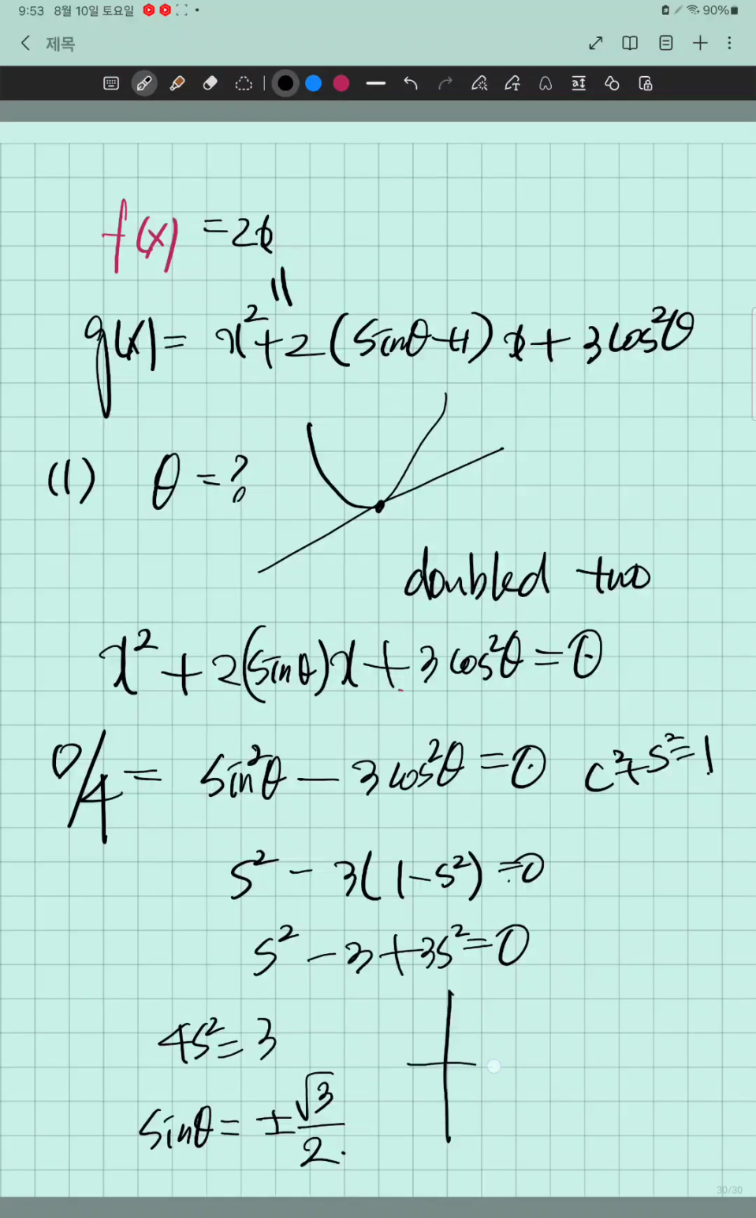Okay? That means there are four values. Pi over 3, 2 pi over 3, and 240 degrees, 4 pi over 3, and 300 degrees, 5 pi over 3. Okay?